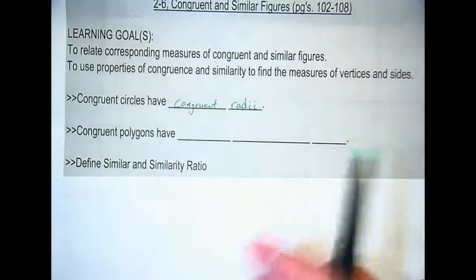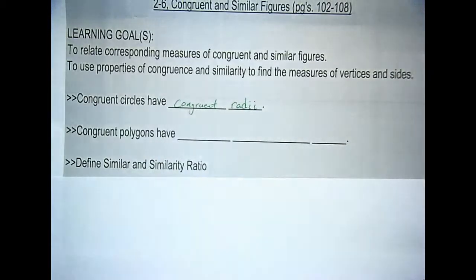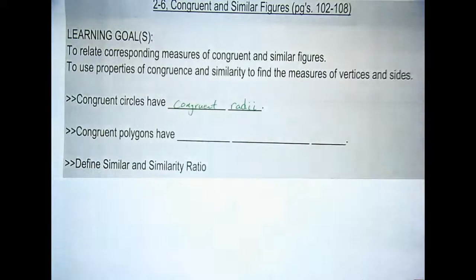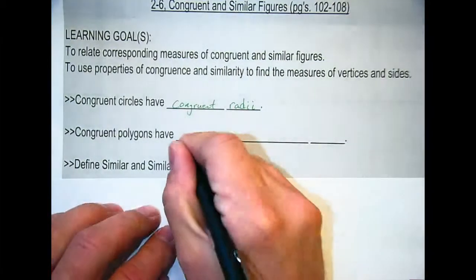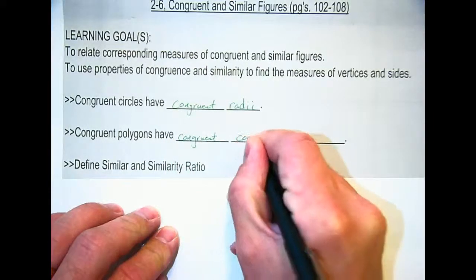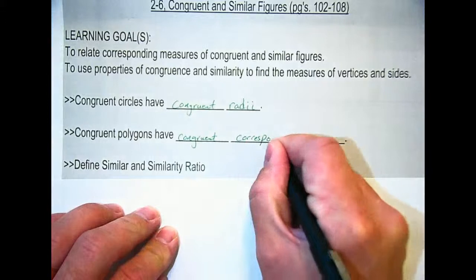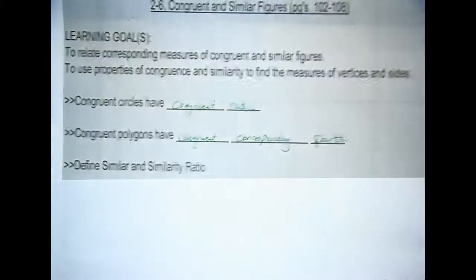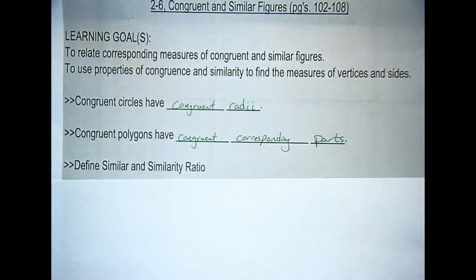Okay. Congruent polygons have? Uh-oh. Cameron. Corresponding parts are the same. There's too many words. You're right, though. Oh, congruent corresponding parts. All right. Which is corresponding parts are the same. Yes. Okay. But they didn't fit in the blocks. Yeah. All right. Congruent corresponding parts.